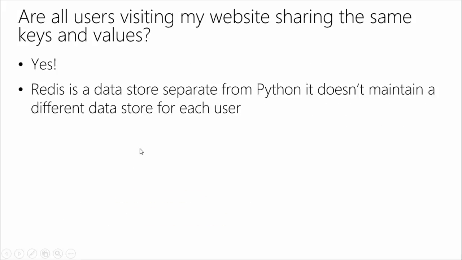The next question: if I have all sorts of users visiting my website, are they sharing the same keys and values? And again, the answer here is yes. Redis is a data store that's separate from Python. If Christopher runs this website, and he's connecting to my Redis data store, then when he tries to look up a value, he's looking at the same value that I stored. So we're sharing the same data when we use a data store. And again, that's a little bit different from when we're working with variables inside our Python.